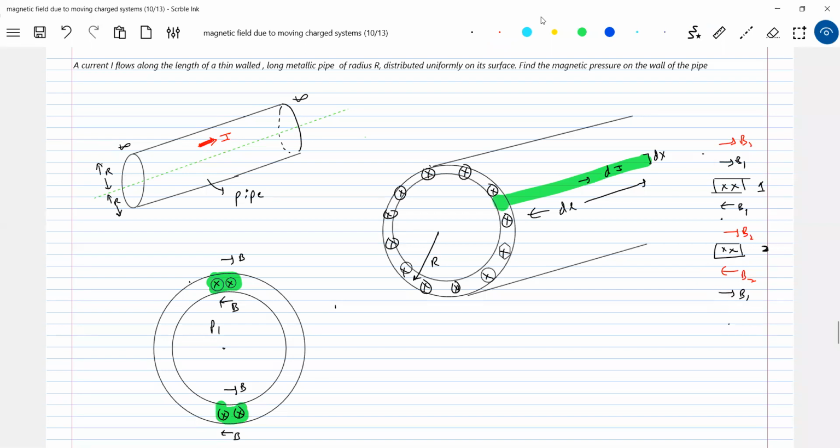Okay, let's come to Ampere's circuital law. What is the field outside the pipe? What is the field outside the pipe? I think that diagram, where that current is enclosed here.